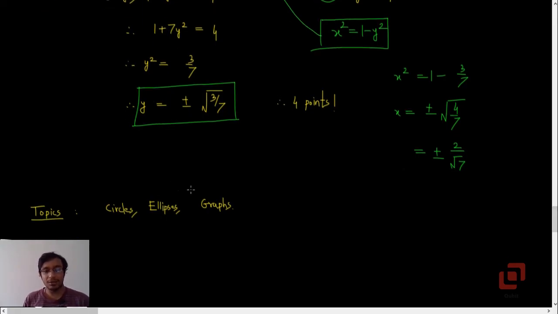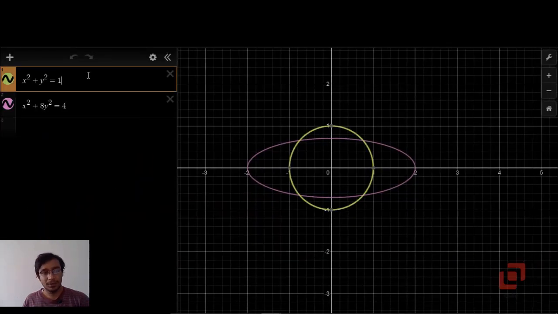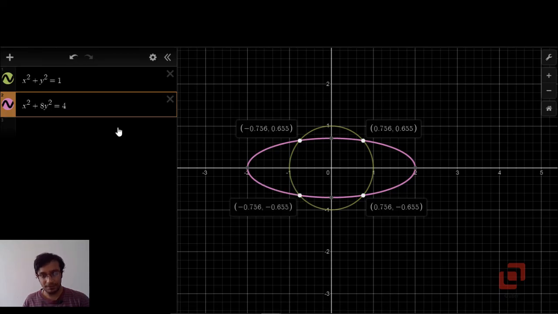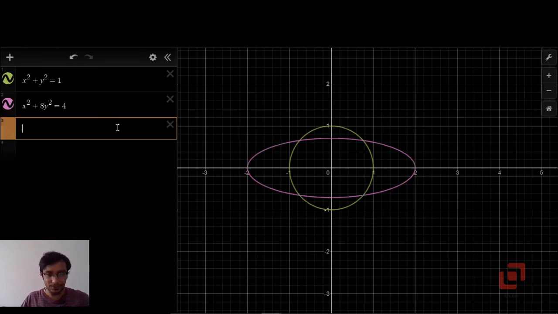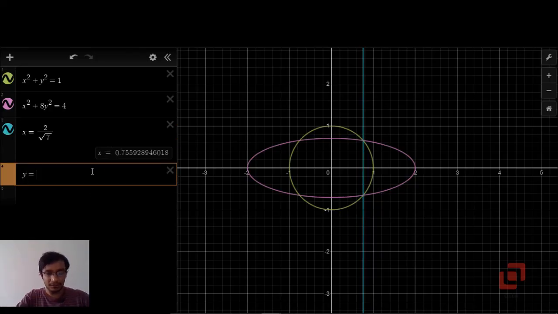Now, of course, the topics on which this example was based were circles, ellipses, and more importantly their graphs. Okay, now we will verify our result graphically. Yes, the green curve is the circle, the purple curve is the ellipse, and as you can see there are 4 points of intersection. Okay, we just need to now check whether our coordinates are right. Well, we know that they are correct. x equal to 2 by root 7. Yes. And what was y? y was root of 3 by 7.